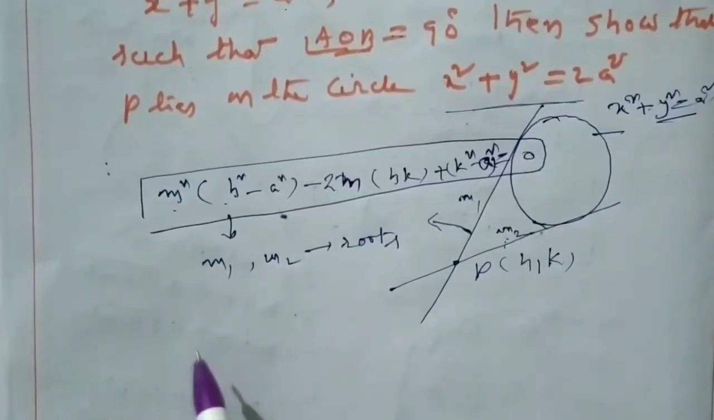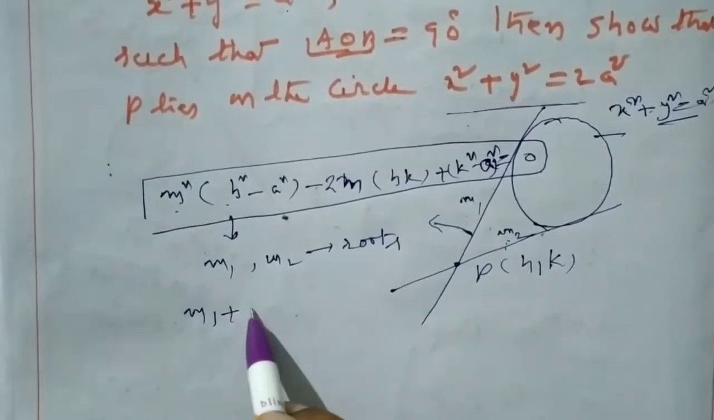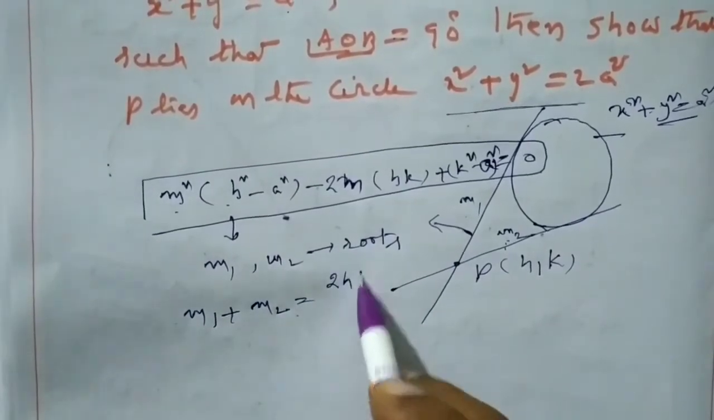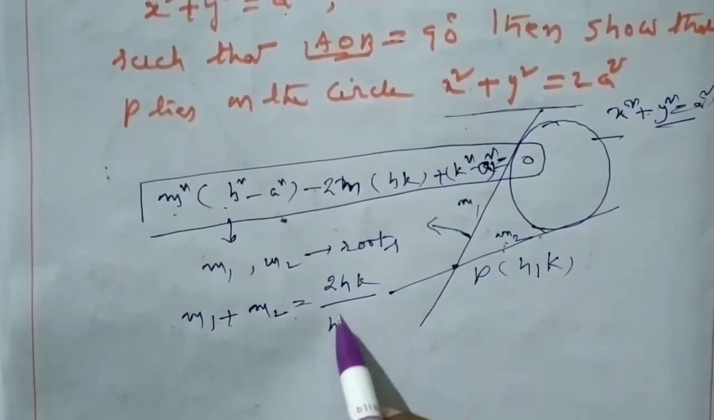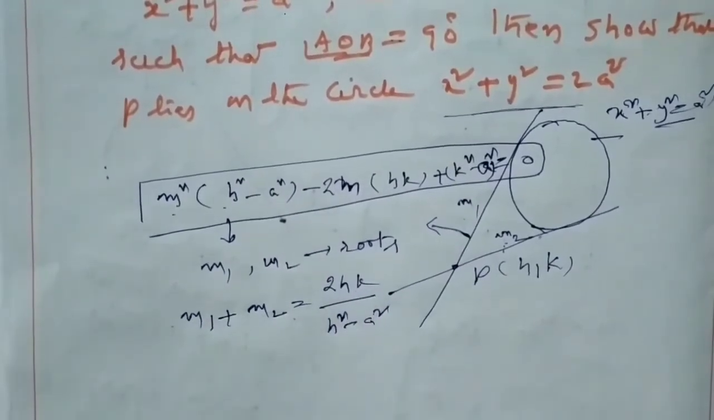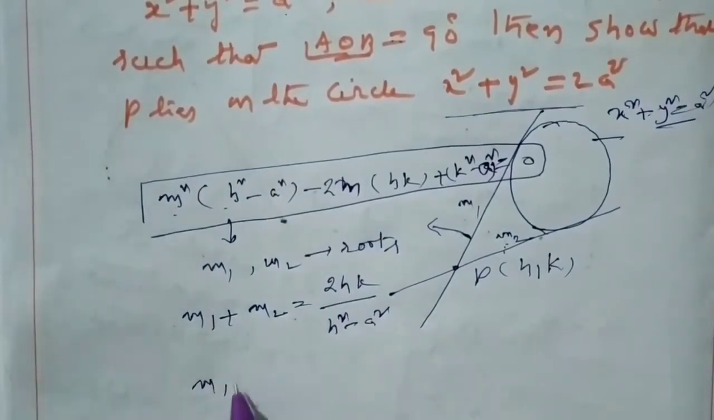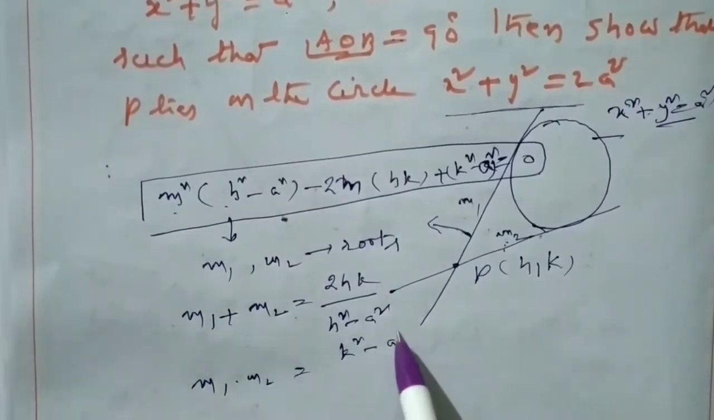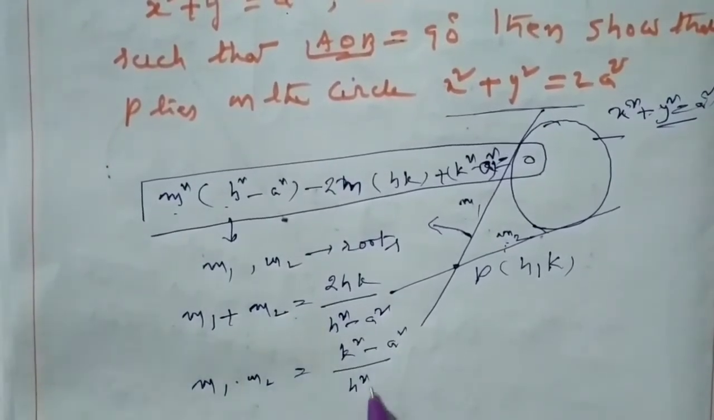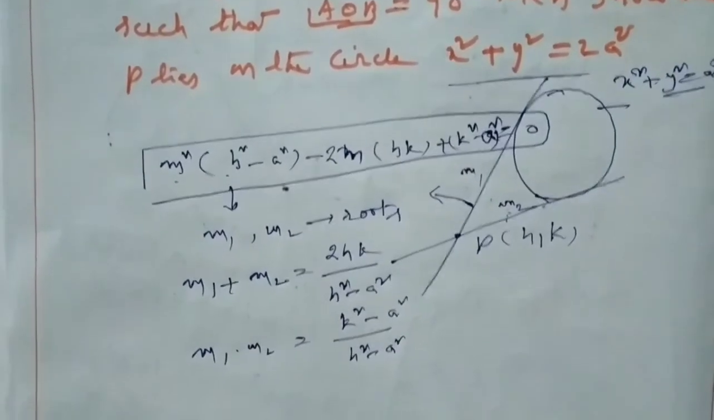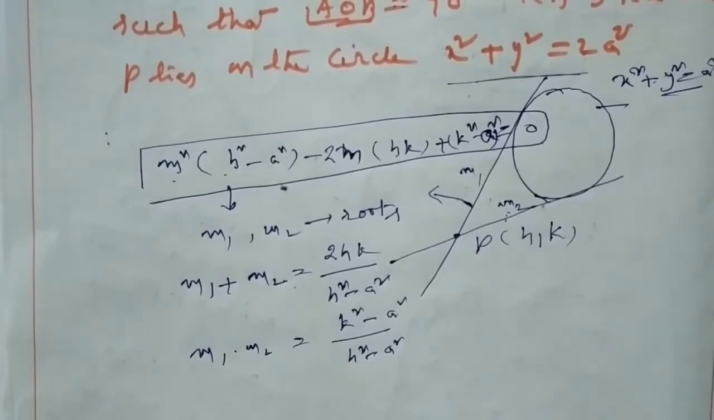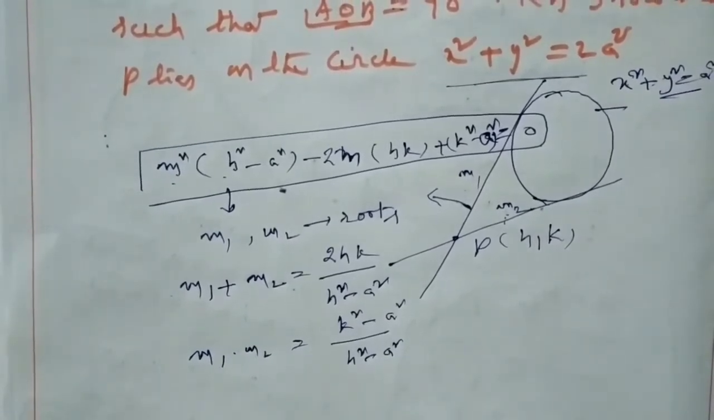Moreover, the sum of the slopes m1 plus m2 is equal to minus b by a, that is 2hk by a, meaning h square minus a square. The product of the roots m1 m2 is c by a, that is k square minus a square by h square minus a square. This is the product of the roots.